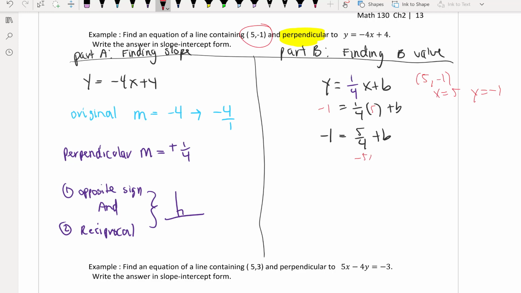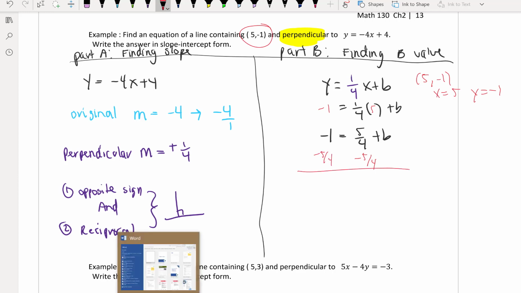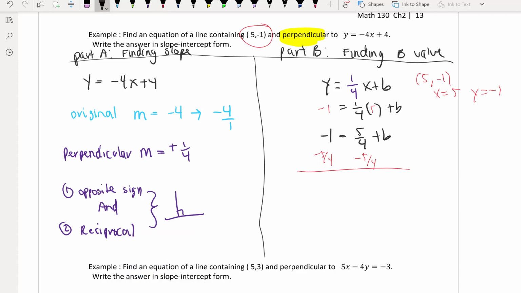So I'm going to subtract 5/4 on both sides. So I'm going to have -1 minus my fraction 5/4. Now I'm going to get -9/4. So now my final answer, I will have that y is equal to +1/4 x, and I have now a minus 9/4 for my b.